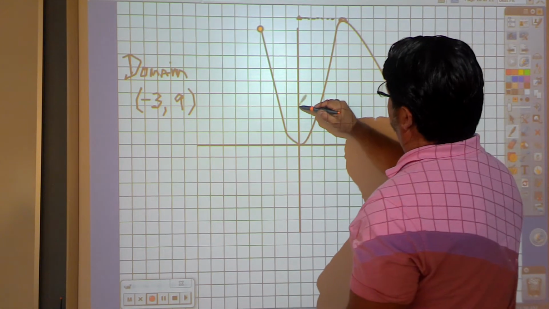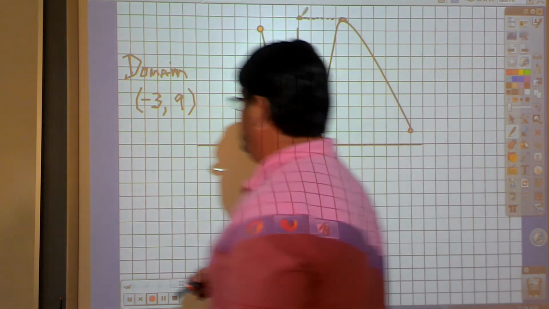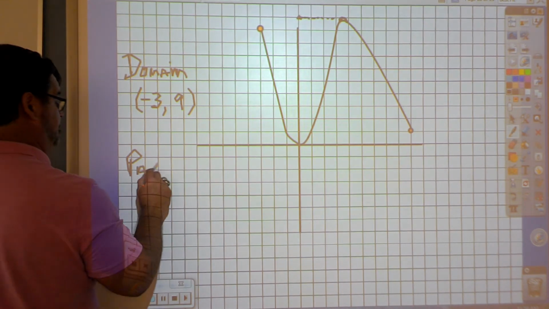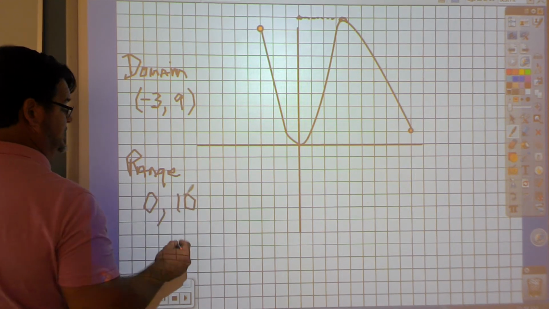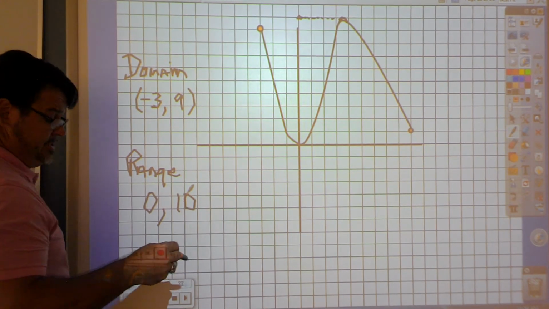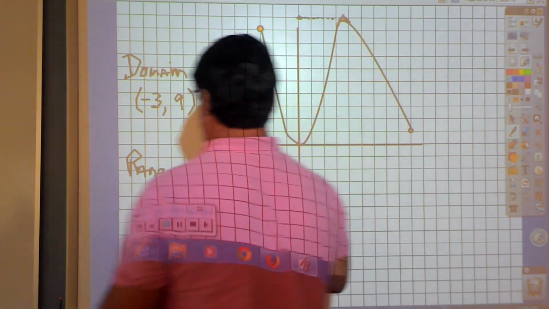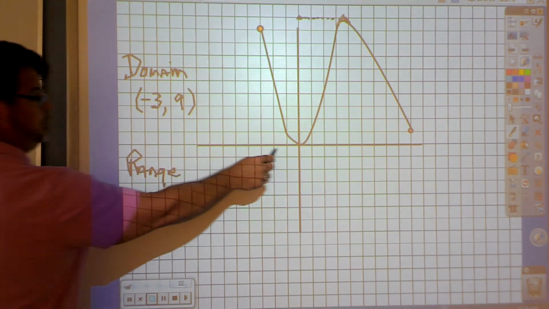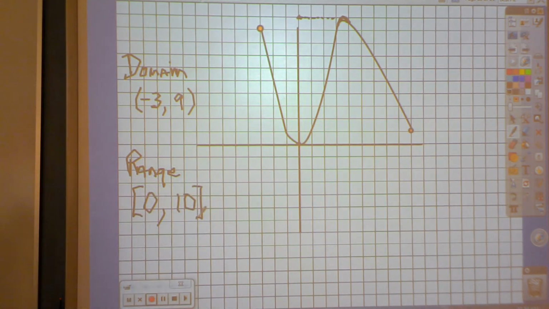So 1, 2, 3, 4, 5, 6, 7, 8, 9, 10. So your range goes from what? 0 to 10. Good. Now, the 10, since I did put it on that line right there, it is inclusive. And the 0 is inclusive, so that would be 0 to 10, because it does touch those lines. If it didn't touch those lines, then you wouldn't be able to tell it.